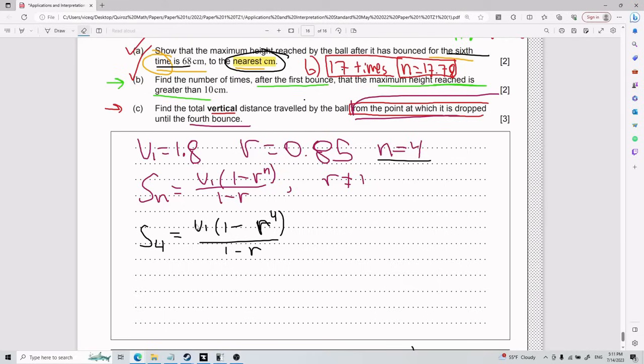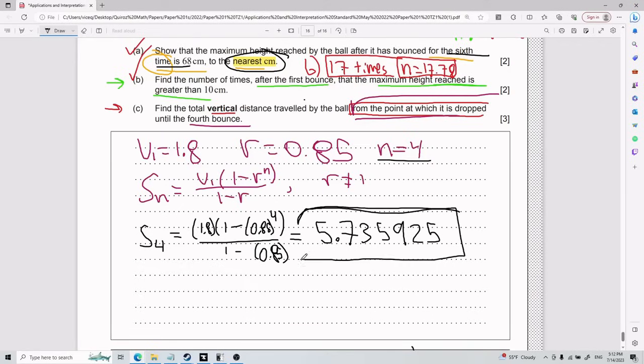Let's go ahead and plug in u1 now. We said that u1 was 1.8, so I'm going to put 1.8 over here. Let's plug in r, which you said was 0.85. So here it is, 0.85. Cool. If I plug all of this into my calculator, I end up with 5.735925. Now, this is the sum of all of my terms.